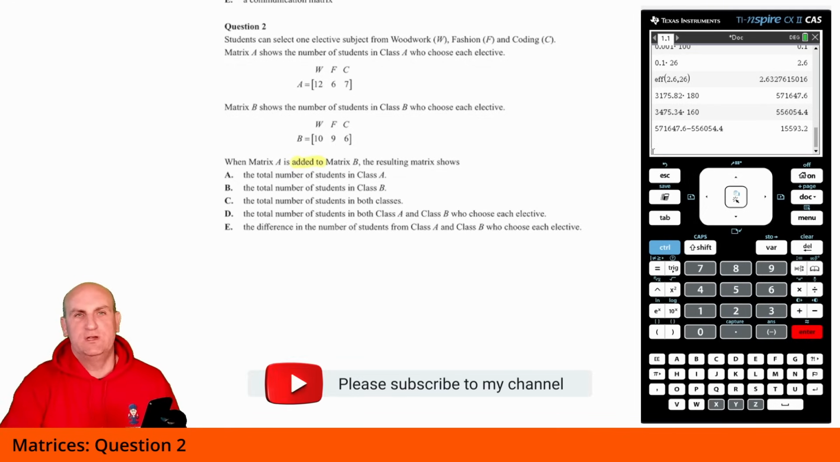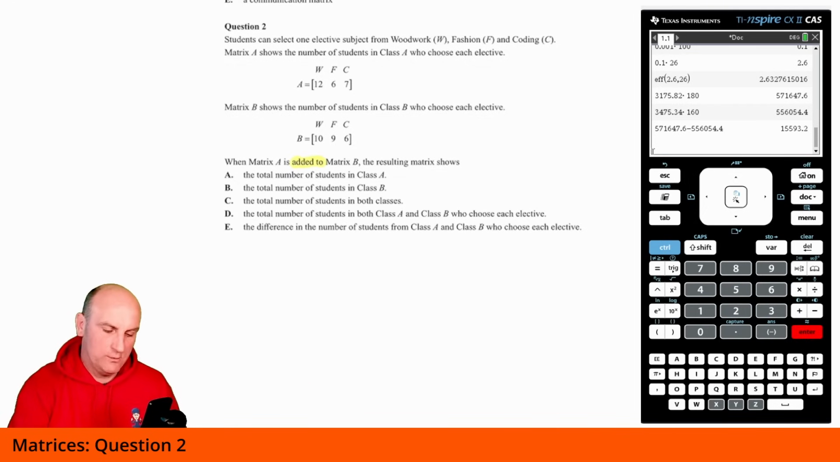The resulting matrix shows the total number of students in class A. Nope. The total number of students in class B. Nope. The total number of students in both classes? No, because it's talking about total number of students. The total number of students in both classes A and B who choose each elective, yes, that's what's going to happen. Because if I do that, 12 plus that, that's going to tell me how many people are doing woodworking. Those two added together, ka-ching. Life is good. I think it's got to be D as my correct answer. I'm not even going to read E. Yes, I am. The difference in numbers, no. Difference is when you would take them away.